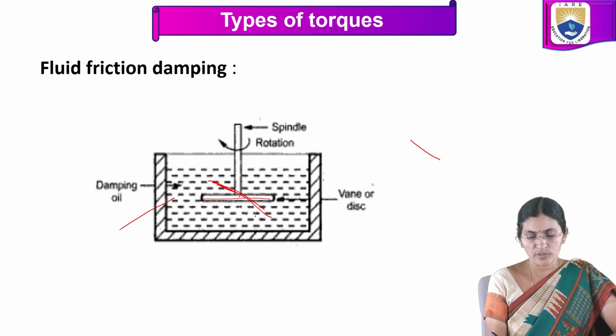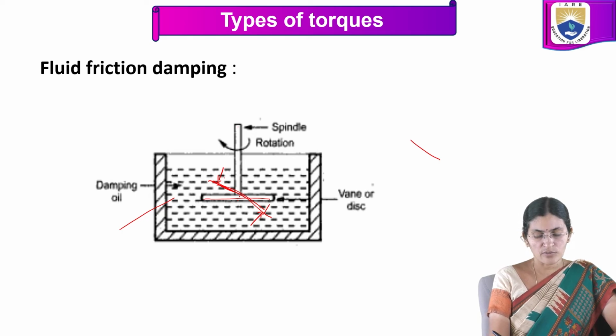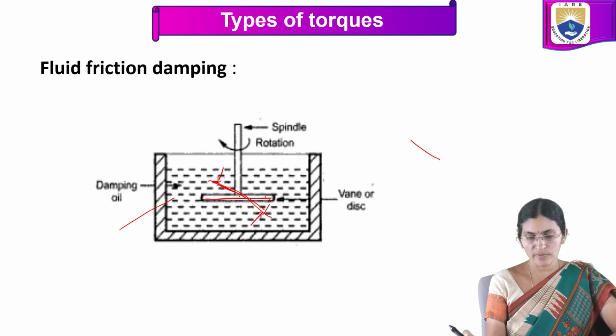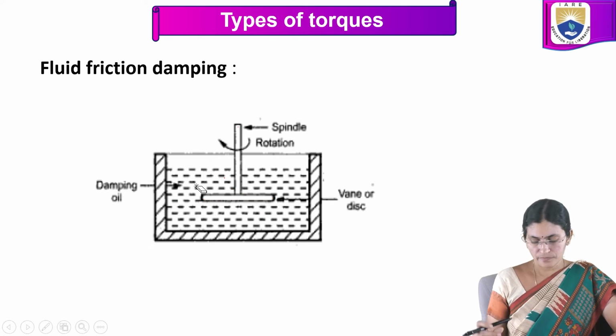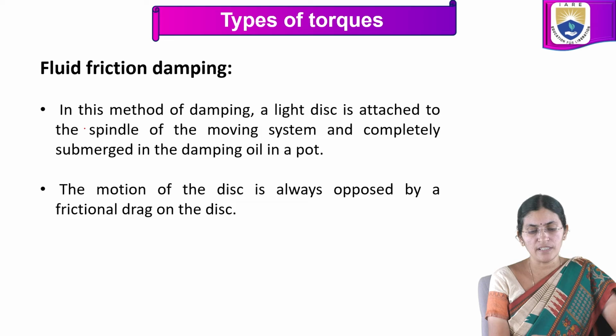Due to the drag or viscosity of the fluid, there will be frictional drag, due to which it will restore to its original position. In this way, fluid friction damping works. Let us see in detail. In this method of damping, a light disc is attached to the spindle of the moving system and completely submerged in damping oil in a pot.